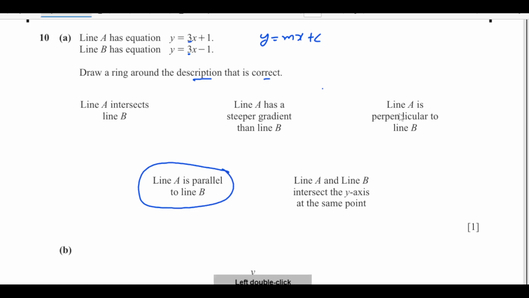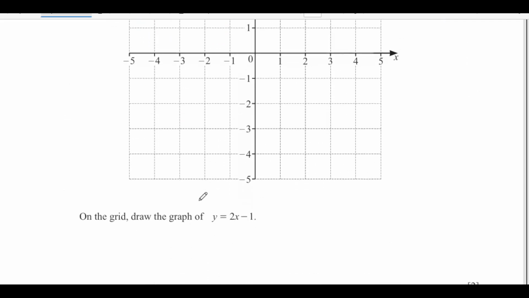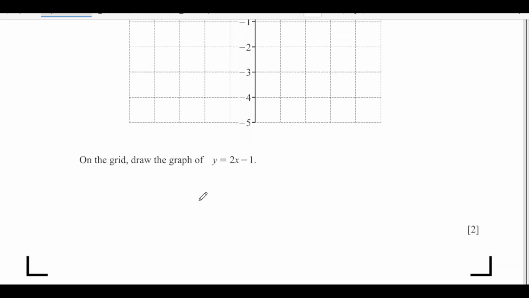So line A is perpendicular. No, this is not perpendicular. Line A and B intersect at the y-axis at the same point. We don't know about this, but the only thing that we observe from here is that line A is parallel to line B. Now this is the question on the grid. Draw the graph of y equals 2x minus 1.